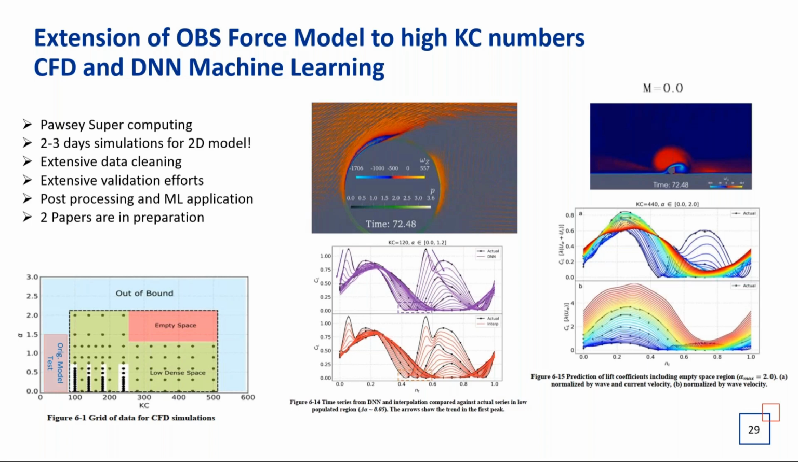These plots here show how the DNN, which is a machine learning methodology, has been used to predict the intermediate values between these dots, which are the actual simulations, to get the intermediate points for lift and drag coefficients. So next one, please.